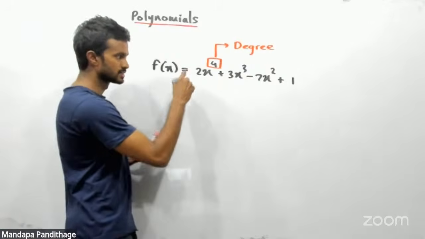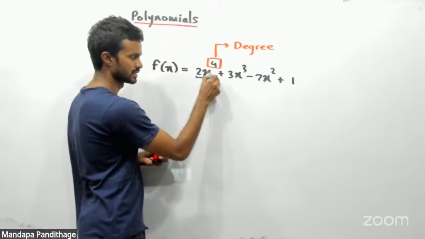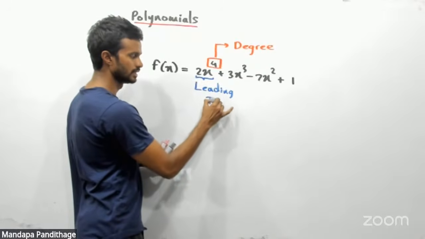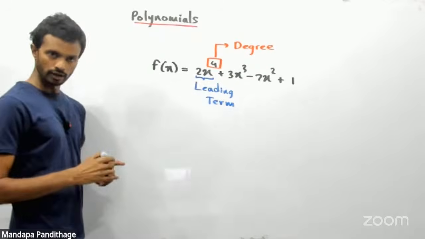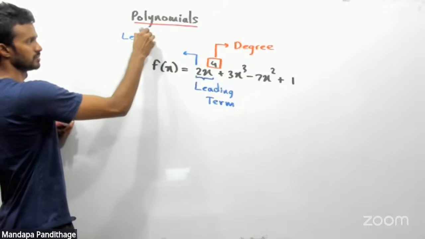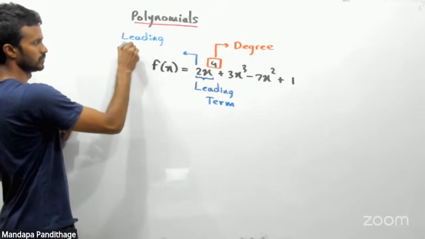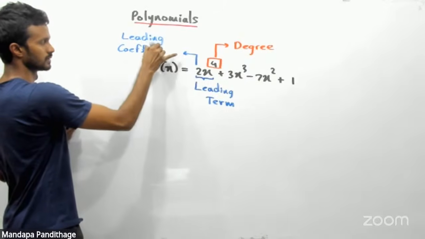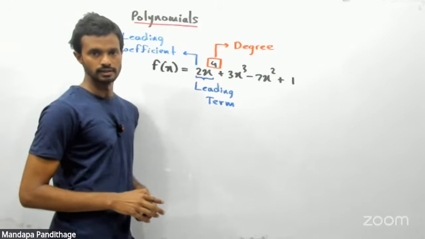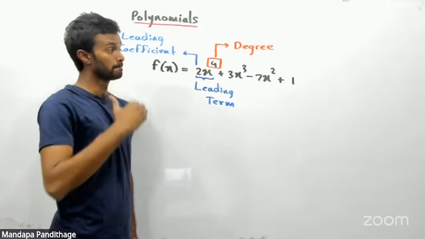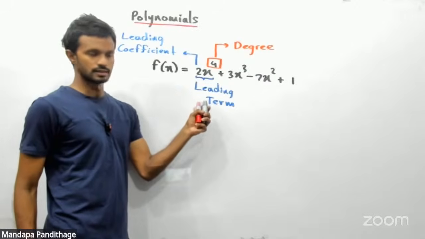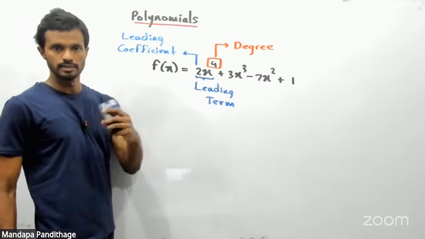And then the term consisting of that degree is known as the leading term. It's like the lead of the polynomial, the leading term. And the coefficient of the leading term is known as the leading coefficient. These are simple meanings, just words that you need to know. So the degree is the highest power of a polynomial, the term consisting of the degree is the leading term, and the coefficient of the leading term is the leading coefficient.